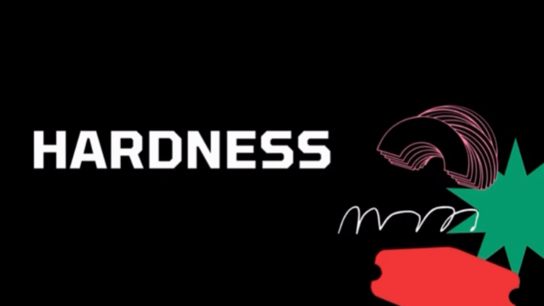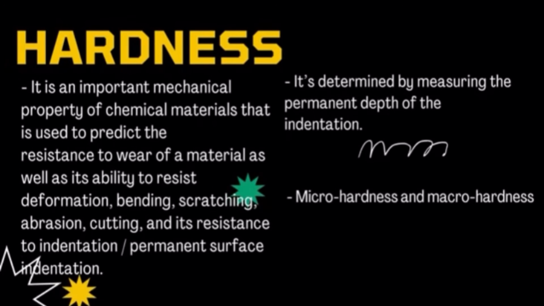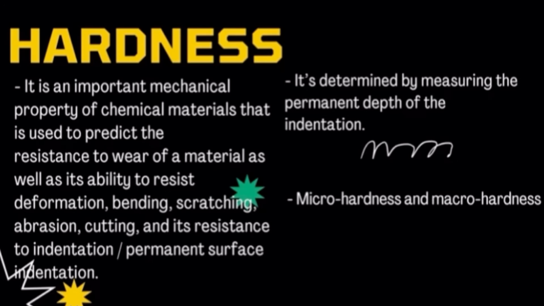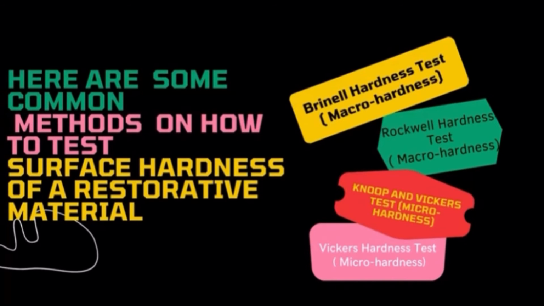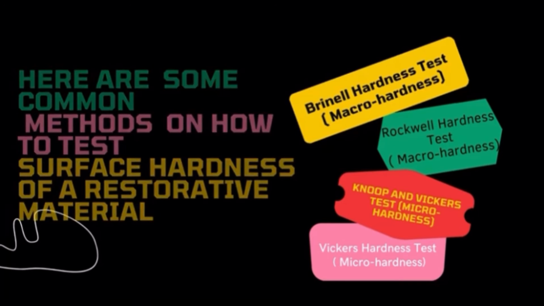Hardness. Hardness is an important mechanical property of materials that is used to predict the resistance to wear of a material as well as its ability to resist deformation, bending, scratching, abrasion, cutting, and its resistance to indentation and permanent surface indentation. Hardness is determined by measuring the permanent depth of an indentation. Hardness is classified into microhardness and macrohardness. So here are some of the common methods on how to test surface hardness of a restorative material.